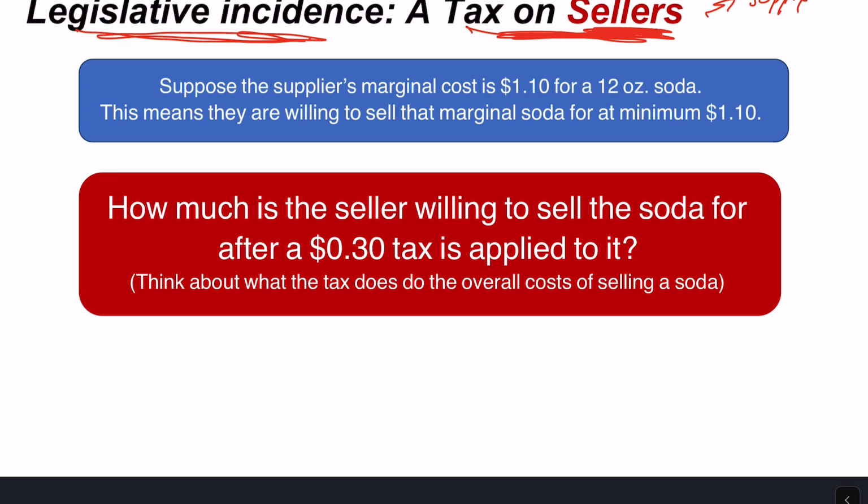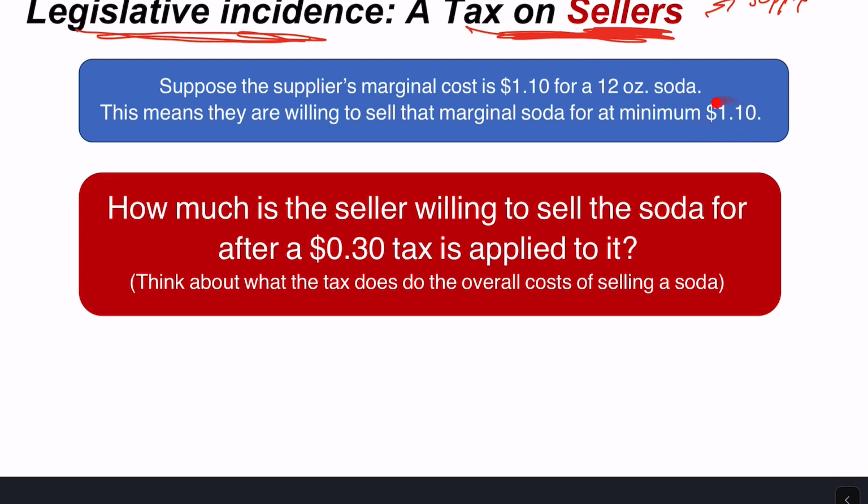Here I want to give you a thought experiment to help you understand why we're doing that. Suppose the supplier's marginal cost of producing a soda is $1.10. This means that they are willing to sell that marginal soda for at minimum $1.10. So they have to get a price from the buyer of at least $1.10 that they get to keep to convince them to actually sell that soda.